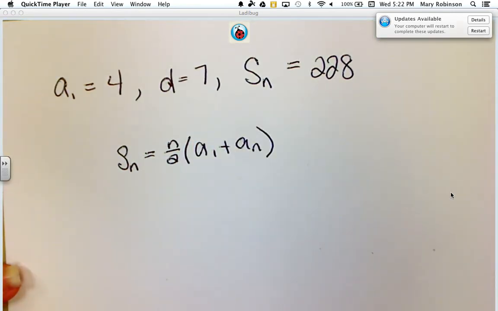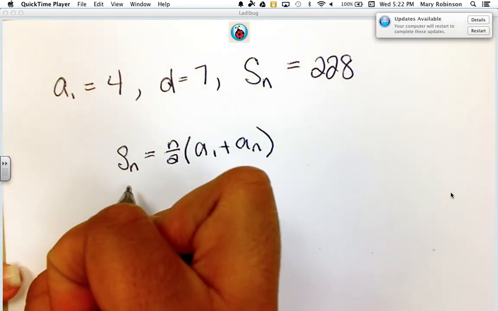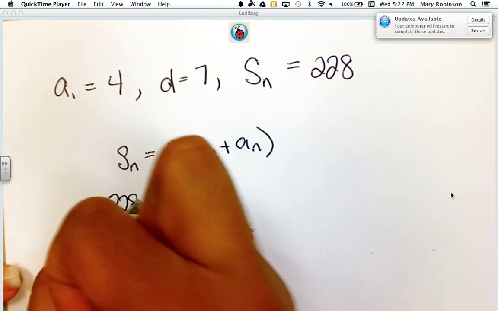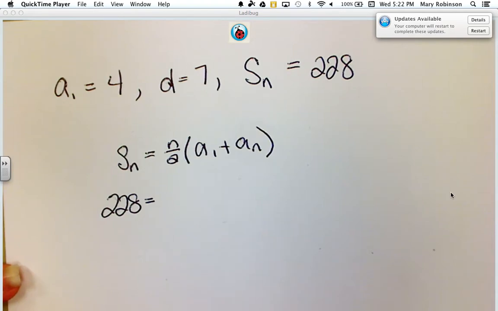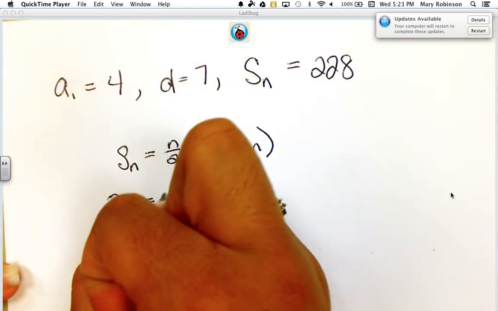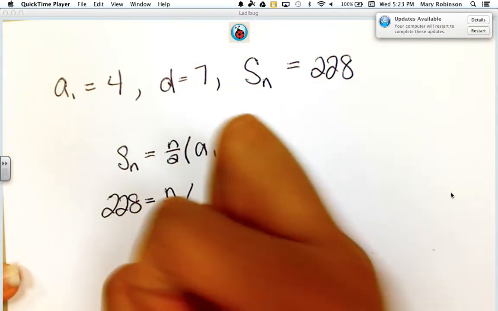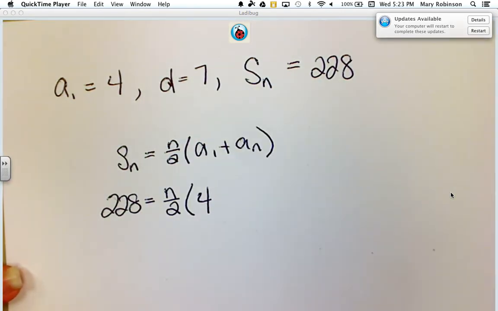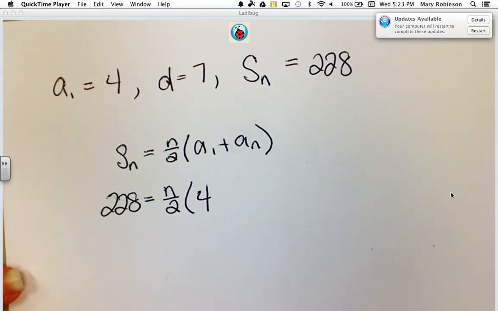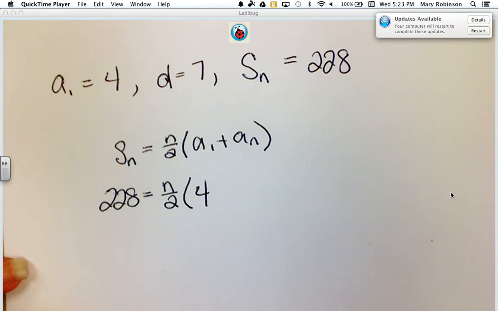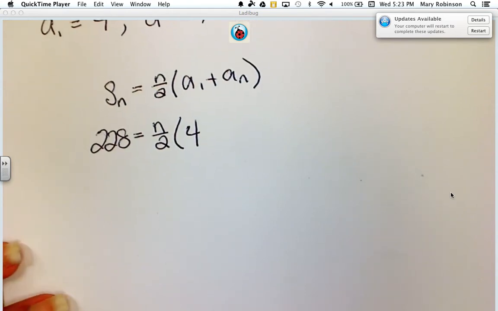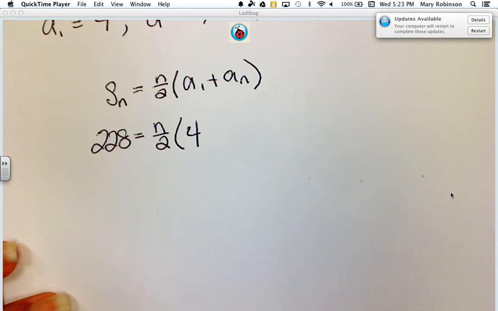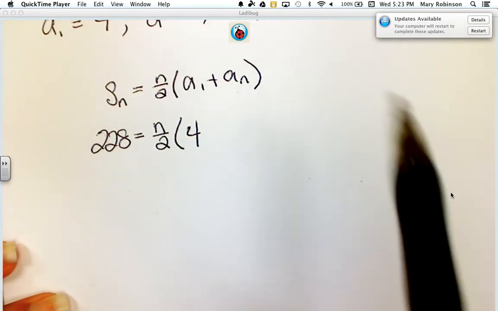We're given s sub n, so 228 equals n over 2. We don't know what n is, that's what we're trying to solve for. a sub 1 is 4, and we don't know what a sub n is. So we're going to have to find the explicit formula like we did in 6a. Once we get that formula, we can sub it in for a sub n.